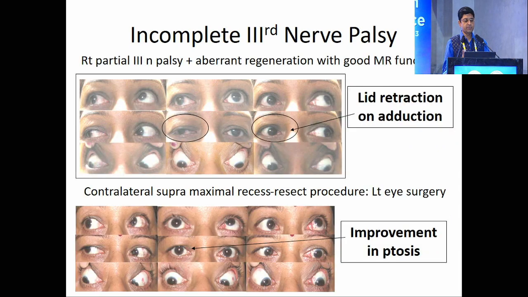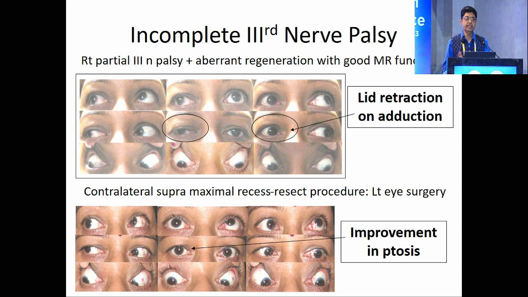The other option is that sometimes in partially recovered third nerve palsies, you have some element of aberrant innervation, like the medial rectus fibers getting misdirected to the LPS. So on attempted adduction, you have a bit of lid retraction. Now, this can be used if the patient is willing. When you operate on the other eye, you create a fixation duress, and based on that, along with the primary gaze correction, like in this case of a right third nerve palsy with aberrant innervation, we operated a supramaximal recess-resect procedure in the left eye, and we got correction of the deviation along with correction of the ptosis. So the aberrant innervation can be used.